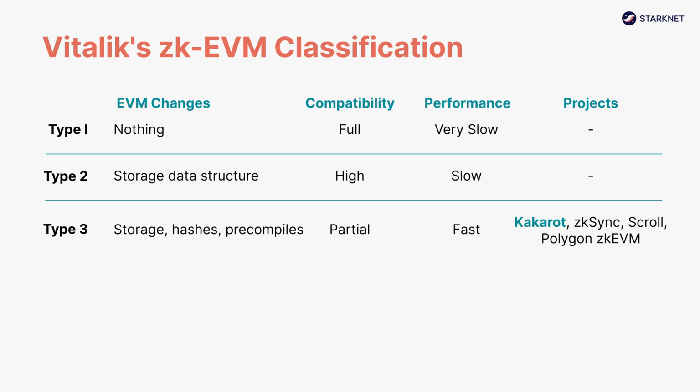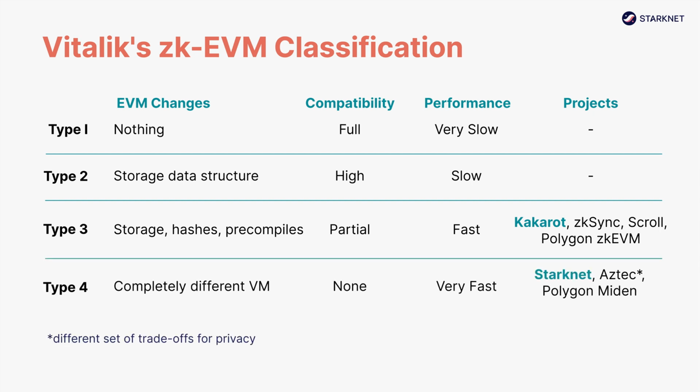Kakarot is an interesting project because it uses the CairoVM under the hood, but creates an interpretation layer on top that converts EVM bytecode into CairoVM bytecode. From the point of view of the user and the tools, this is an EVM chain, but internally it takes advantage of the same technology stack as Starknet. You can learn more about this project by visiting kakarot.org.